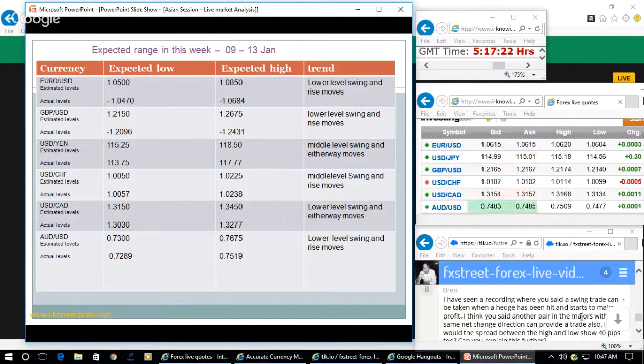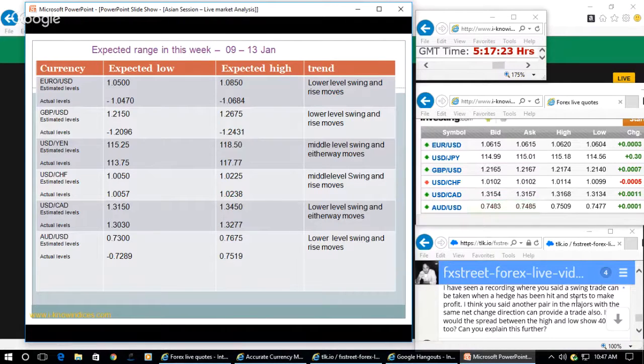Trend, I have seen a recording where you said a swing trade can be taken when a hedge has been hit and starts to make profit. I think you said another pair within the same net change direction can provide a trade also, when the spread between the high and the low shows 40 pips too. Can you explain that?